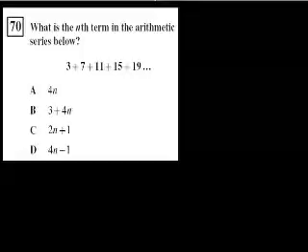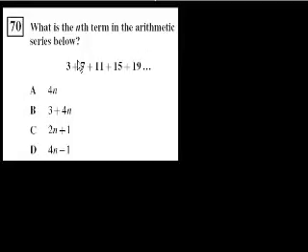We're on problem 70, and they still want us to do some sequences and series. What is the nth term in the arithmetic series below? Which means that it just increases by a constant amount every term. So let's think about it a little bit. The first term is 3, and then we increment it by 4 each time.